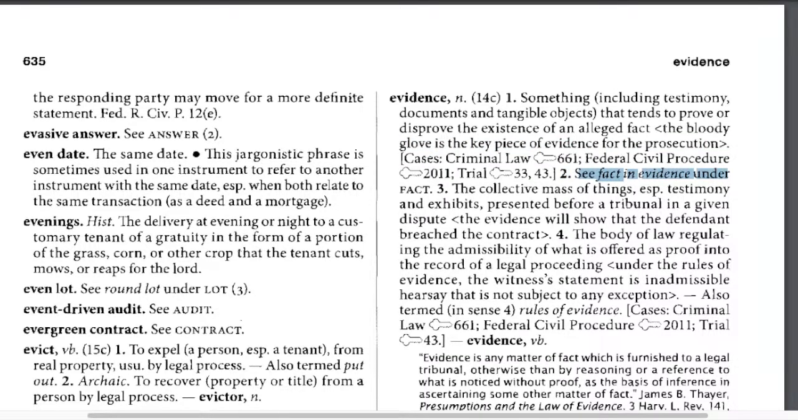2. See fact and evidence, which we did under fact. The collective mass of things, especially testimony and exhibits, presented before a tribunal in a given dispute. The evidence will show that the defendant breached the contract. The body of law regulating the admissibility of what is offered as proof into the record of a legal proceeding. Under the rules of evidence, the witness's statement is inadmissible hearsay that is not subject to any exception, also termed rules of evidence.